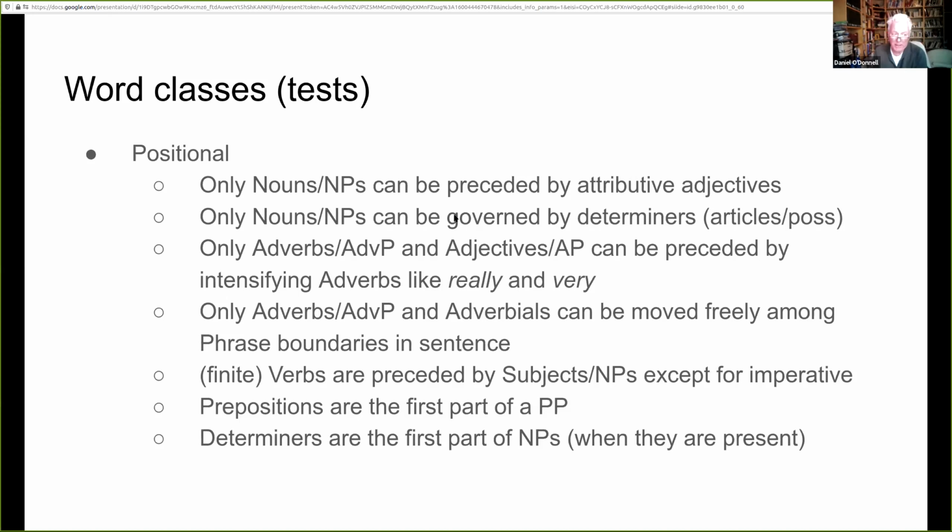Only adverbs and adverb phrases and adverbials can be moved freely among phrases in a sentence. This is a great test for adverbs. Adverbs are the only part of speech that can appear anywhere in the sentence and not affect meaning. But by anywhere in the sentence, I mean between phrases. You can't put them inside phrases, only certain kinds of phrases, but you can move them anywhere within the sentence or within the phrase they're in.